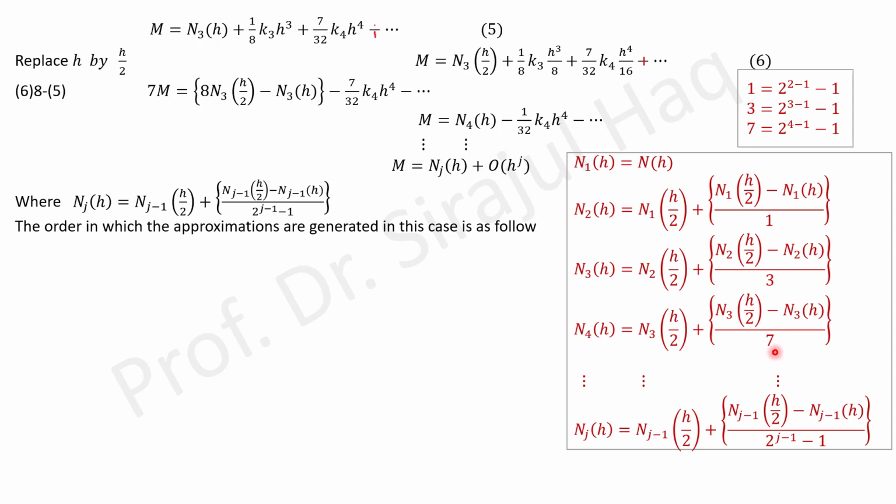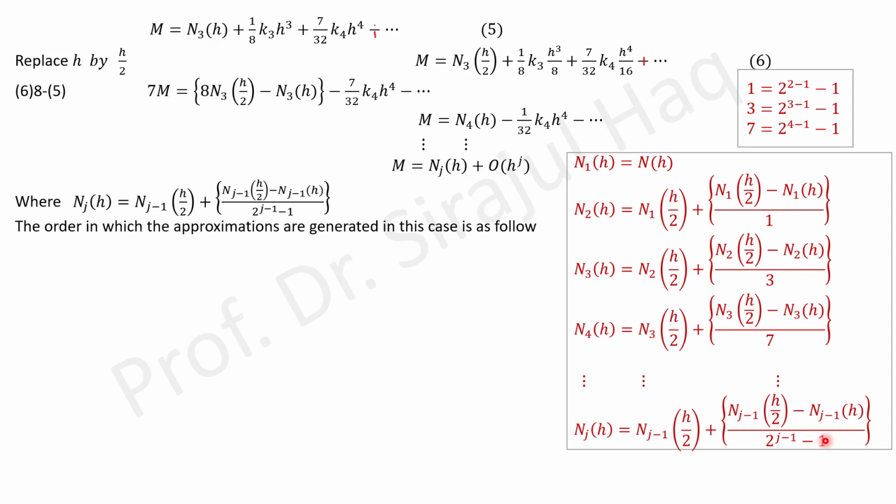And similarly, if you look at this 7, I want to link this with this 4. So 2 raised to the power 4 minus 1 minus 1. So this is 2 raised to the power 3, which is 8, 8 minus 1. So you can see this is the generalization. If you're having 2, there is 1, it's 2 raised to the power 2 minus 1. If you got N3, 2 raised to the power 3 minus 1. If you're having 4, 2 raised to the power 4 minus 1. So if I have j, there should be 2 raised to the power j minus 1, minus 1.